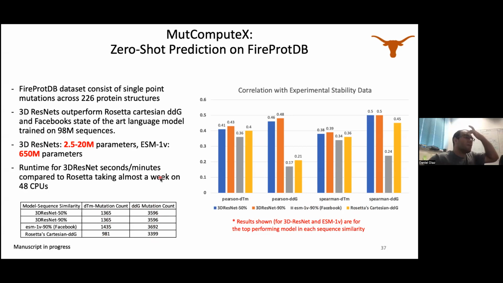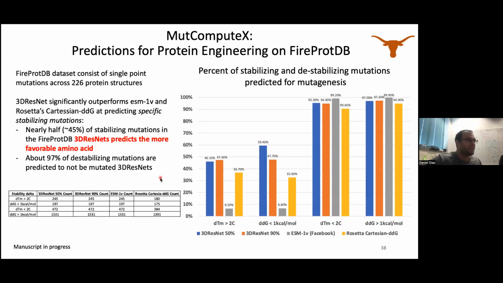But correlation coefficients can be very misleading, and it doesn't really mean much when you're talking to a protein engineer. So here's another representation of the data. If we go to FireProt-DB and look at all the experimental data where the mutation made the protein at least 2 degrees more stable, we have about 245 of those in FireProt-DB. And if the mutation actually made the protein more stable by 1 kilocal per mole, we have about 200 of those in FireProt-DB. And that's what you're seeing here on the left-hand side.